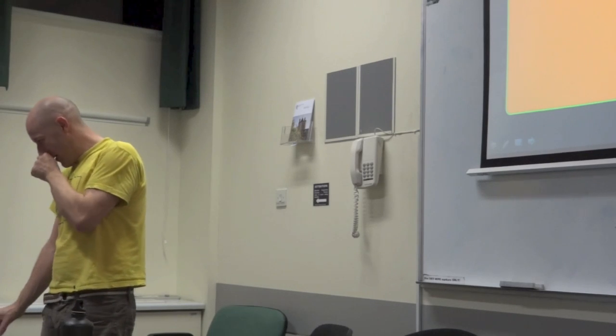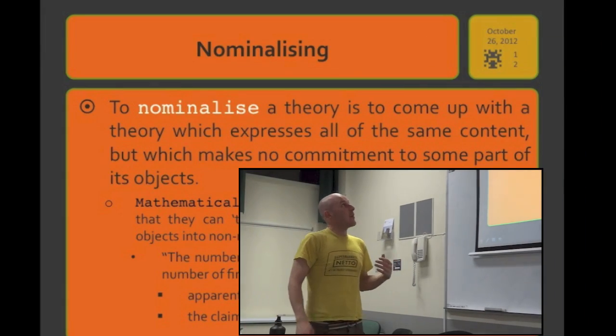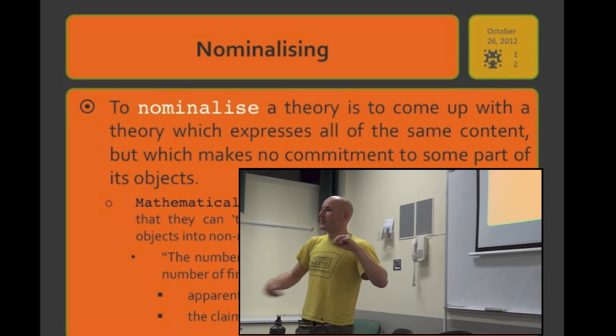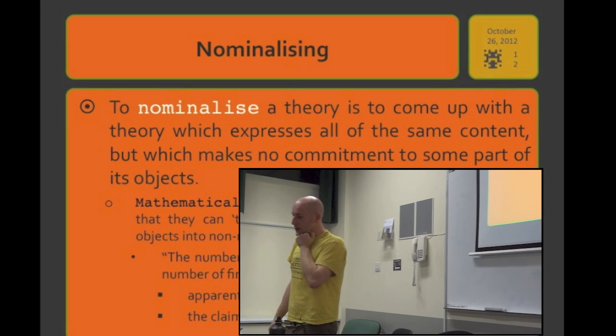Now we're going to talk to you about nominalising really briefly, right? So this is just a quick aside, and it's going to be super quick. So to nominalise a theory is to come up with a way of expressing the same content as that theory, but with being able to jettison your apparent commitment to the objects that it's talking about.